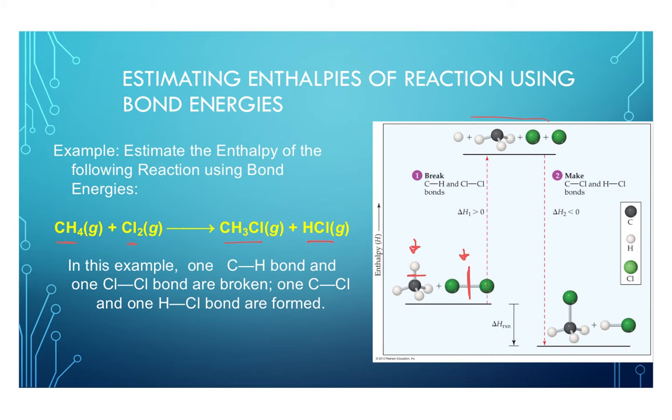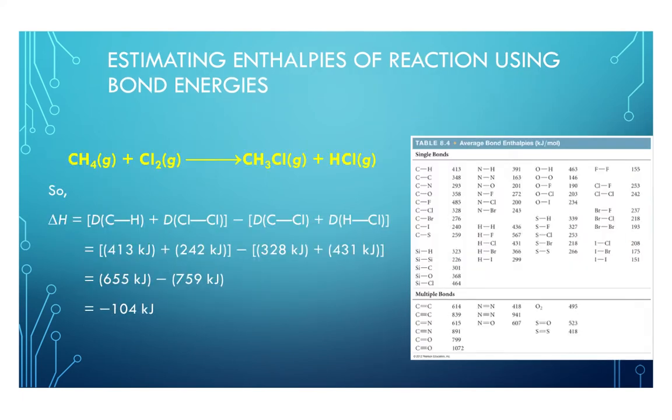Then these are the pieces that come out of that. And so then what we need to do is make a bond between a chlorine and the carbon, and we need to make a bond between the hydrogen and the chlorine. Okay, so those bonds get made. So for this particular reaction, one C-H bond and one Cl-Cl bond are broken. One C-Cl and one H-Cl bond are formed.